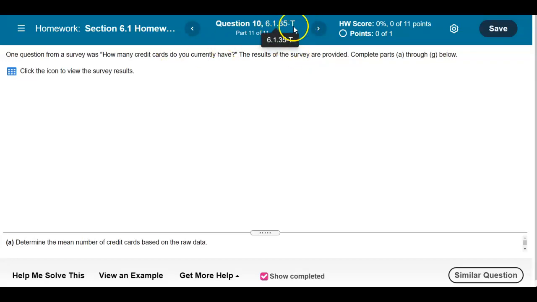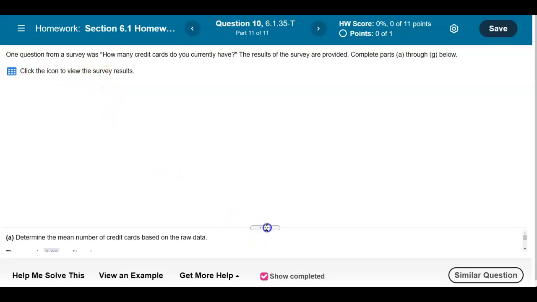6.1.35-T, using technology. One question from a survey asks, how many credit cards do you currently have? The results of the survey are provided, and we're going to complete parts A through G below. So here it says click the icon to view the survey results.